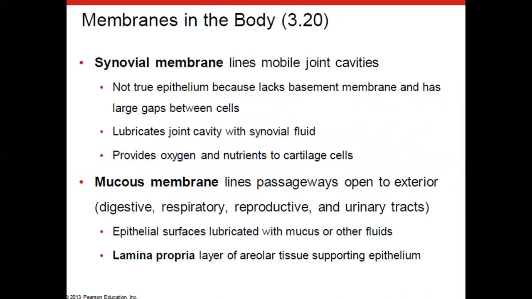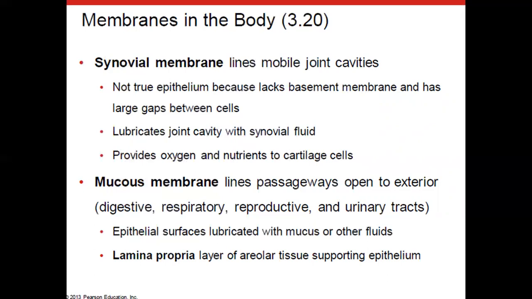So before we move on to another type of connective tissue, I want to talk about membranes, because there are 4 different types of membranes in the body, and the membranes in your body are made of a layer of connective tissue and a layer of epithelial tissue. The synovial membrane is not true epithelium because it lacks a basement membrane, and there are big gaps between cells.